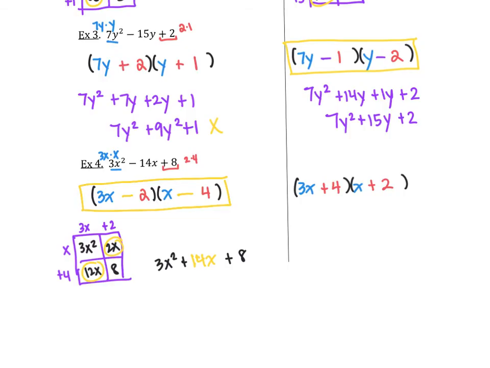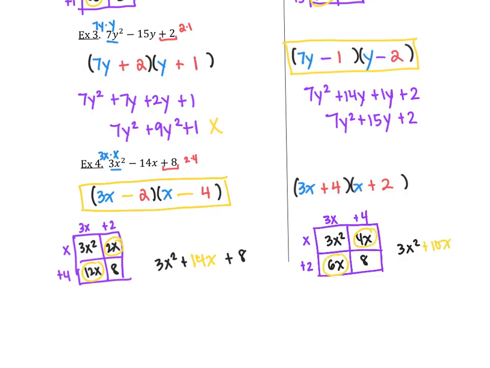Okay, now even though I guessed it right on the first try, my teacher's going to make me check my second guess. So I know this one's not going to work, but I'm still going to check it. Although if it does work, then I've made a mistake. 3x plus 4, x plus 2. 3x times x is 3x to the second. X times 4 is 4x. 2 times 3x is 6x. 2 times 4 is 8. 4x and 6x is 10x. Plus 8, which is wrong, but I knew it was going to be wrong, so that's okay.